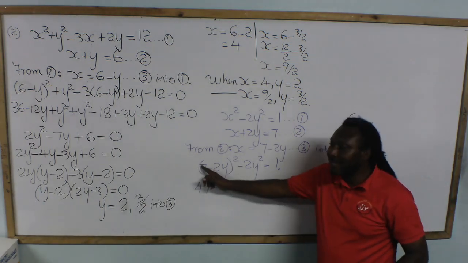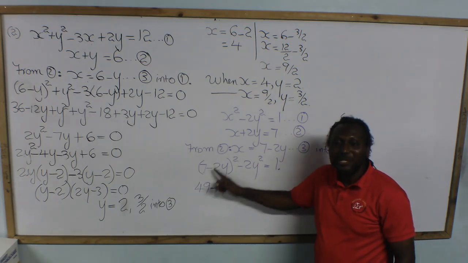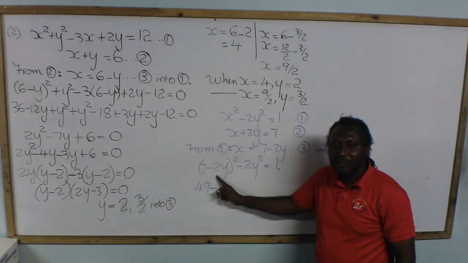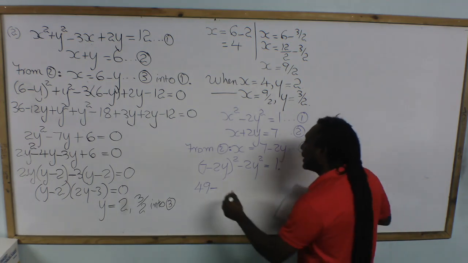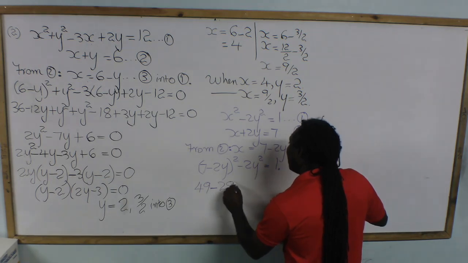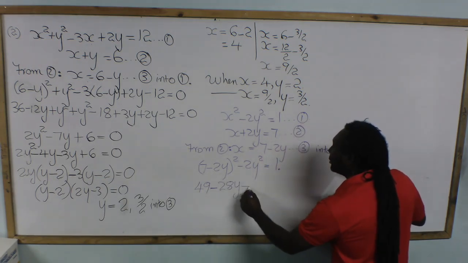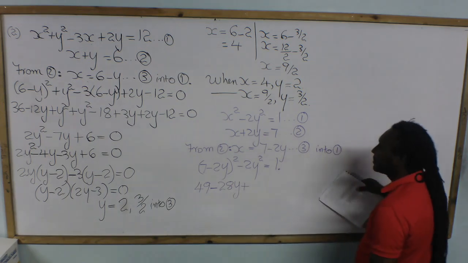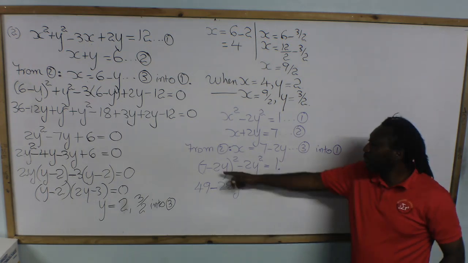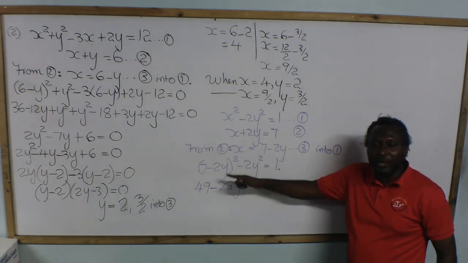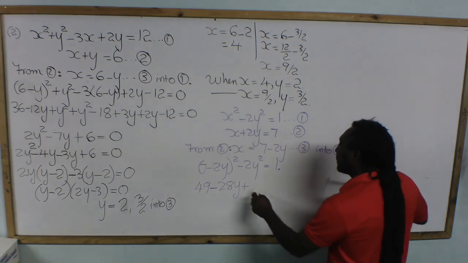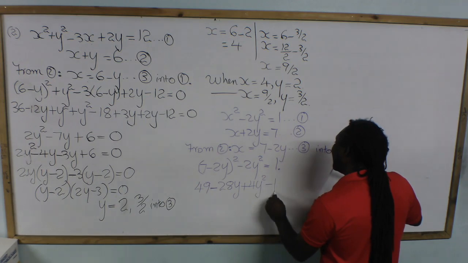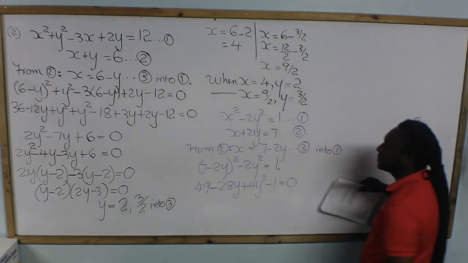28, because when you multiply the 7 by the 2, you need to multiply that by 2, 7 twos times 2. So it's actually negative 28y, then plus, because when you square 2y, you also need to square the 2. So you have 4y squared minus 1 is equal to 0.